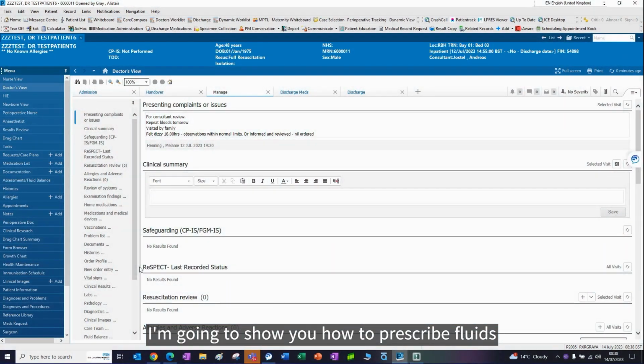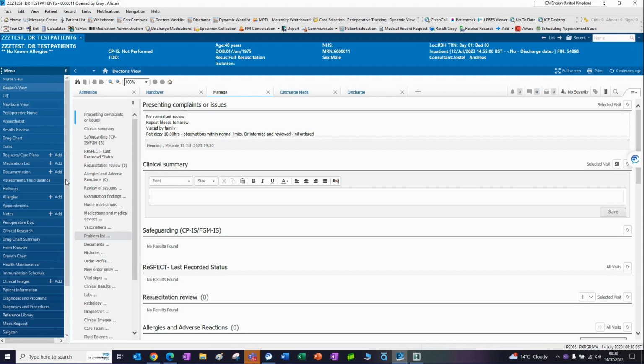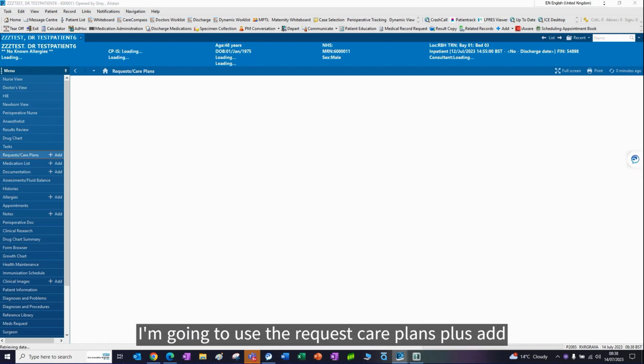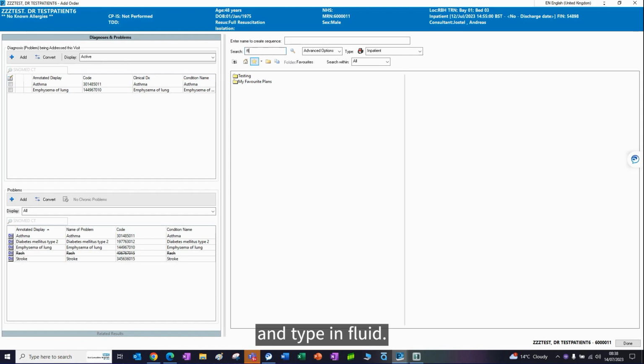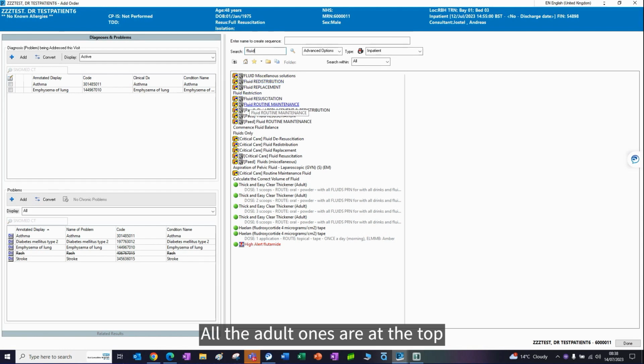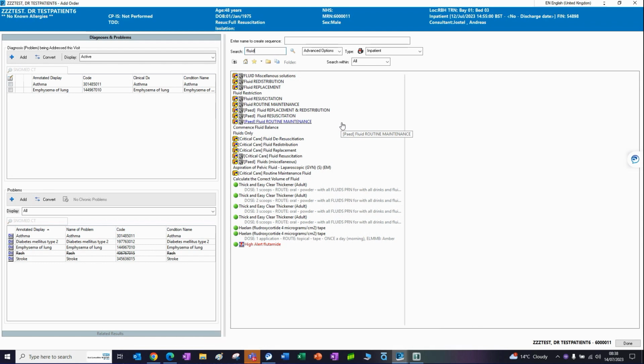I'm going to show you how to prescribe fluids for the four common indications in adults. So from the doctor's view, I'm going to use the request care plans plus add and type in fluid. And you can see there's actually quite a few fluid care plans in there. All the adult ones are up the top, pediatric ones are grouped together, and critical care ones are grouped together. They all contain a similar structure with dosing and prescribing instructions.